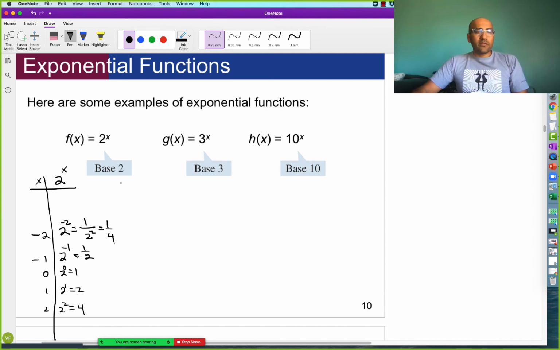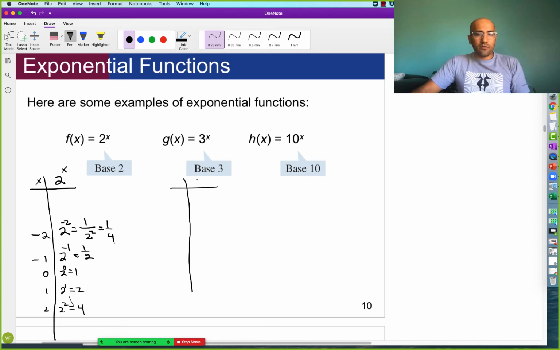Good. Notice that the outputs are never negative, right? Because if we input a positive number, we're raising it to a positive exponent, we're going to get a positive number. If we're raising it to a negative exponent, then to get rid of that negative in the exponent, we flip it underneath 1, and we still get a positive answer. So there's no such thing as a negative output from this function. Good.